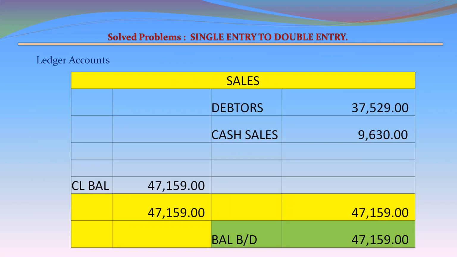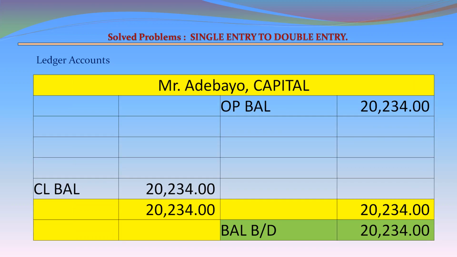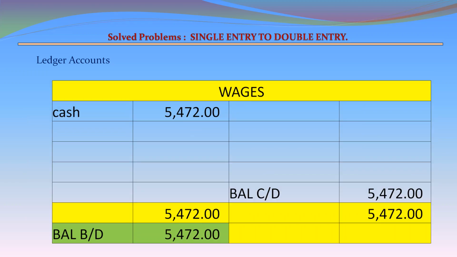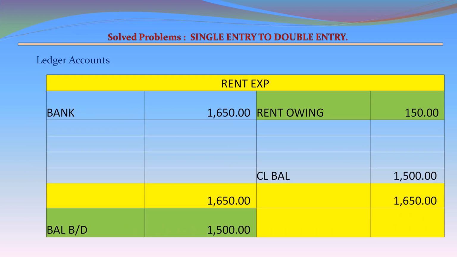Sales account. Debtors, credit sales 37,529, cash sales 9,630, total sales 47,159. Mr. Adebayo's capital 20,234 has already been worked out while preparing the opening balance sheet in the beginning. Mr. Adebayo's drawings, bank 6,541, cash 1,164, total drawing 7,705. Wages, cash 5,472. Rent expenses, rent owing 150, rent paid 1,650, to closing balance 1,500.